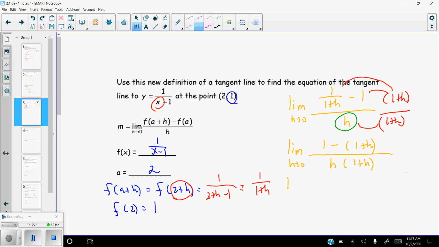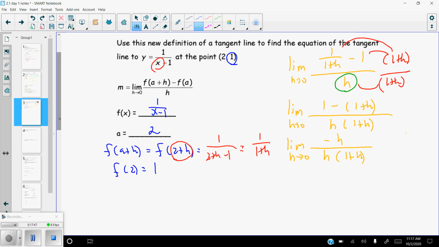All right, let's simplify. This is something you must do in multiple steps. In the numerator, you can simplify by distributing the negative sign. So you're going to get a 1 minus 1, which is 0. Don't forget to distribute the minus sign to the h, which gives you minus h, over h times 1 plus h. Some of you may have already seen that those h's are going to end up dividing out. You cannot do that all in one step. It must be shown that you understand order of operations. Now we can get rid of those.